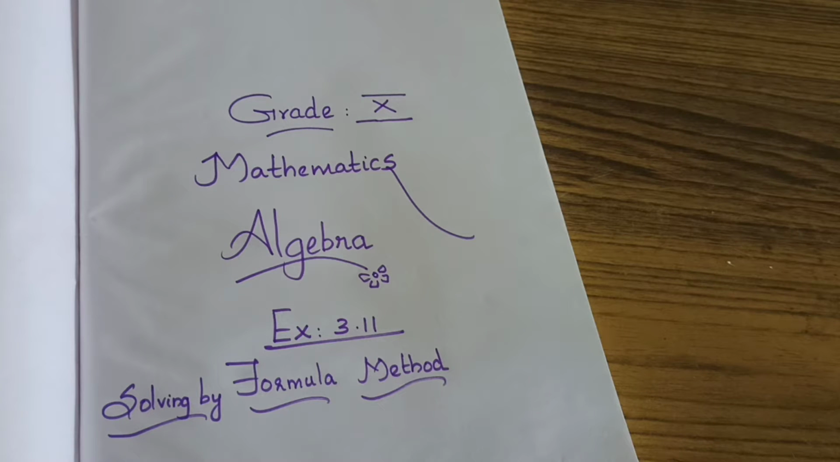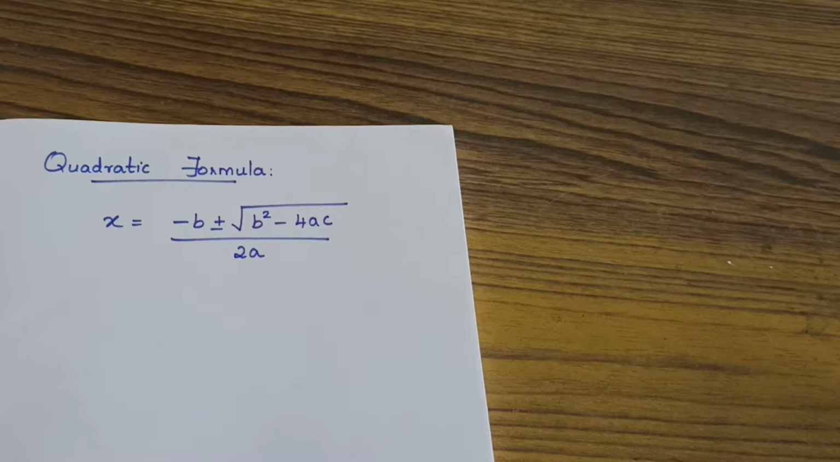Again the same chapter, algebra. Today we are going to solve the remaining problems in exercise 3.11 by formula method, that is, solving quadratic equations by the formula method. Have you remembered the quadratic formula that we studied? Let's repeat that. x equals minus b plus or minus square root of b square minus 4ac, divided by 2a.